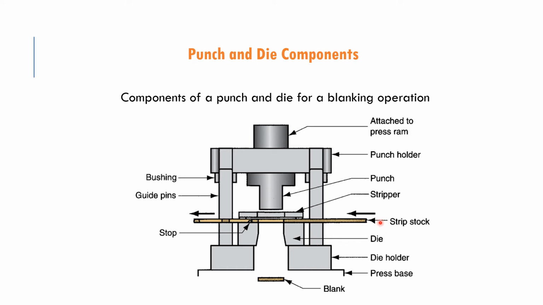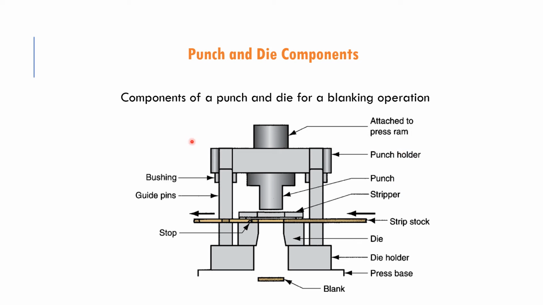If you can see here, this is a strip stock that will be moving. Every time it moves, the punch will punch the blank at this area. So this is where the blank will come out. What is needed in the punch and die components is the press ram, in order to give the force and also the velocity to the blanking operation. And then we have the punch holder, punch and stripper.